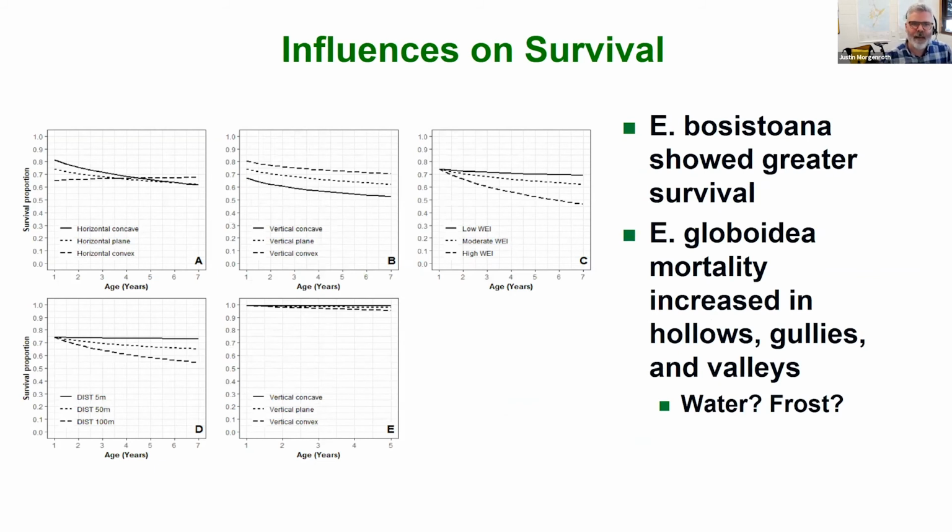Sirajus also looked at the influence of siting on survival. And ultimately what he found with this study was that Eucalyptus basistoana showed greater rates of survival than did Eucalyptus globoidea. And he showed that Eucalyptus globoidea mortality increased in hollows or gullies or deep in valleys as well. And this again makes us think that it's possibly intolerant of wet feet, so wet conditions, or potentially frosts in those gullies or hollows as well.